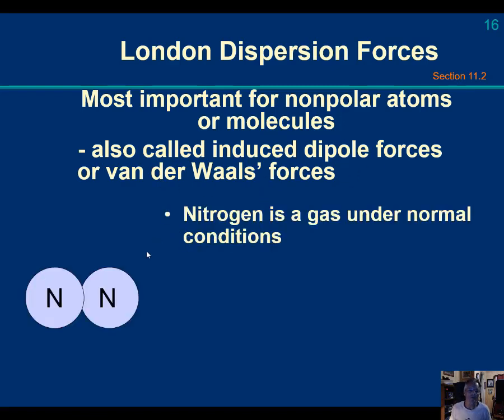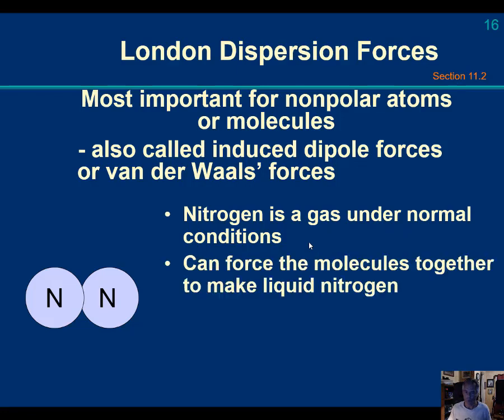So let's consider nitrogen. You are breathing it right now. It is N2. It's 2 atoms of nitrogen bound together covalently into a diatomic molecule. And it's a gas under normal conditions. However, we can condense nitrogen into a liquid. We can force the molecules together to make liquid nitrogen. How do we do that?